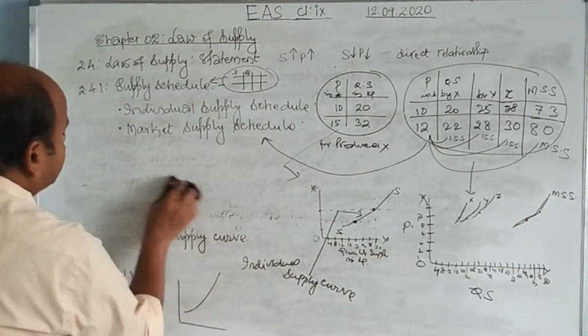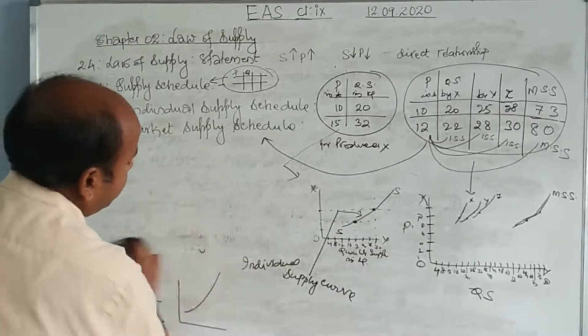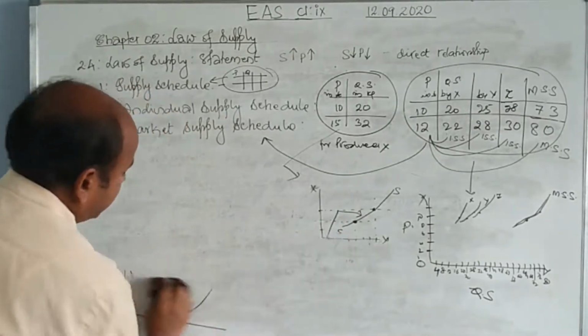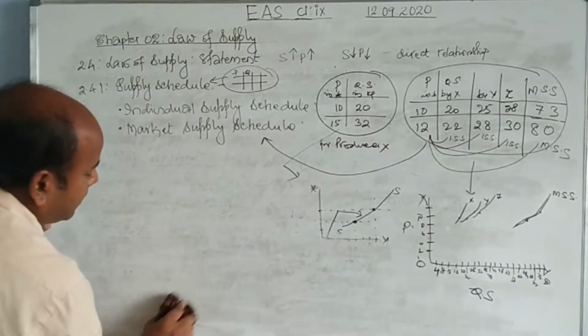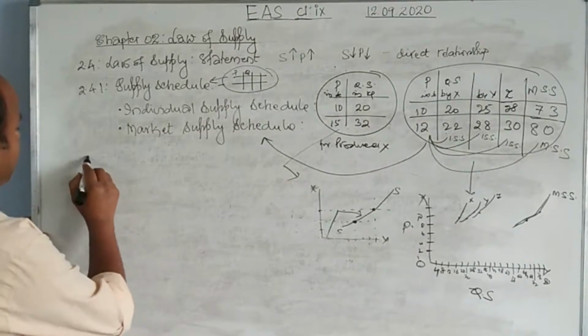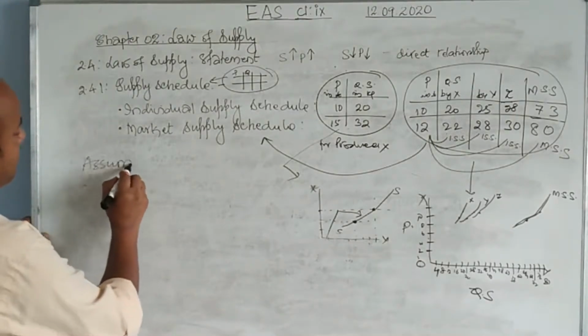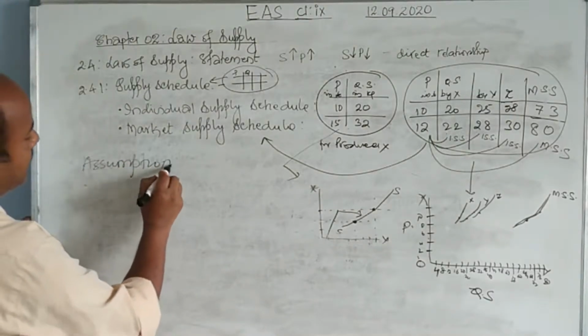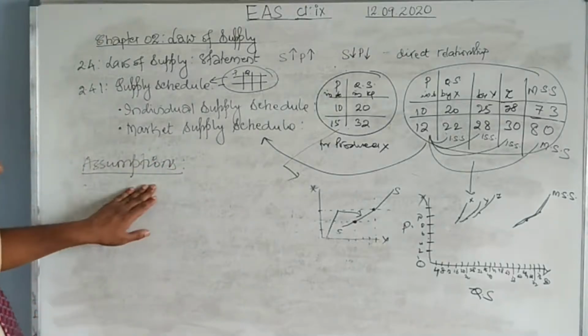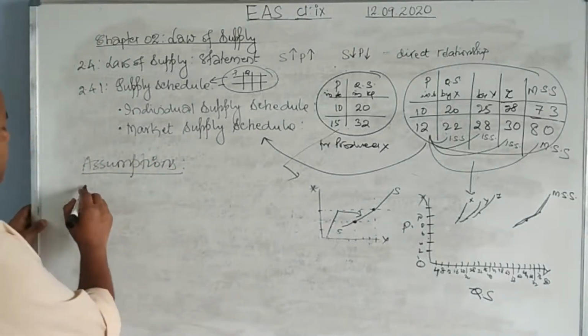There were assumptions that you learned in demand, when we were learning the demand schedule and the demand curve. We learned about the assumptions. Assumptions are those conditions which should remain the same. This is ceteris paribus, or other things being equal: these are the things which should not change.